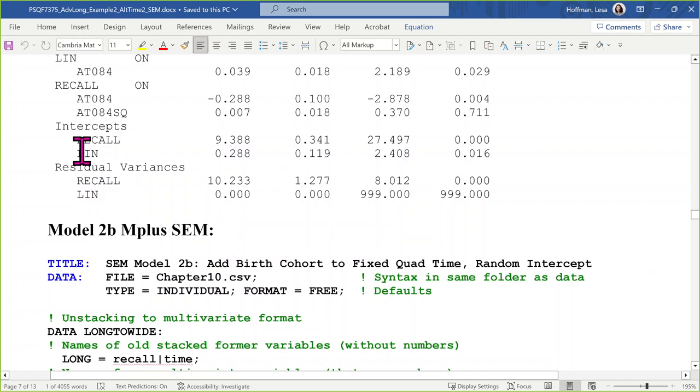these are the factor means, so to speak. They're labeled as intercepts because they're each being predicted by cohort. The first one is what I would call the fixed intercept. The second one is what I would call the fixed linear time slope.